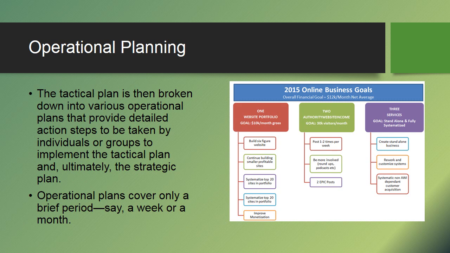So, here are some operational planning examples that a company might have. Build a six-figure website, continue building smaller profitable sites. This might be over 6 months. It might be over a month, in the center there. Post 1 or 2 times per week on social media. Again, this is one of those things where you have a specific goal, and whereas someone else might say, well, once or twice a week, are you kidding? That's like nothing. Whereas another company might say that's once or twice a day.